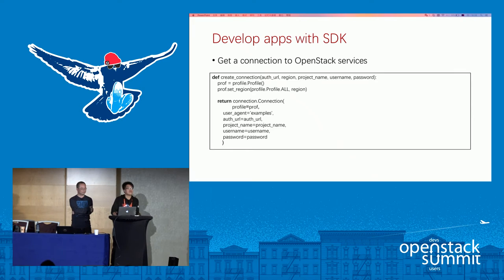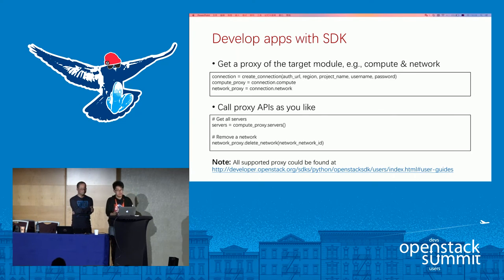So, how to use SDK in your application development? First, you should create a connection object. It's a built-in class in OpenStack SDK, which handles the username, password, your project, region, something like that, the authentication things. And with this connection object, you can access all the proxies you have implemented. For example, now we have compute, network, image, and so on. The names are very easy to understand and remember. For example, when you want to access Nova services, you just obtain the compute proxy with connection.compute, then you get it. And then you can call the proxy calls as you like.